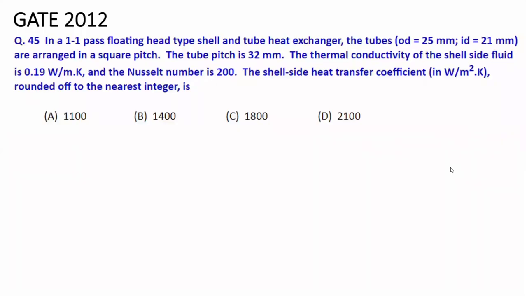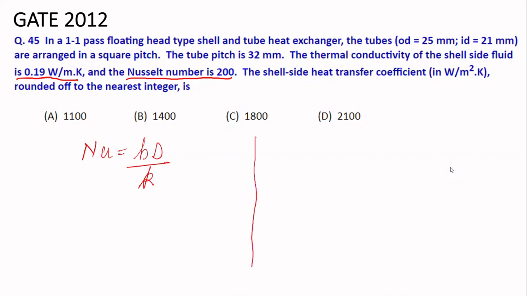So let's discuss the solution. In this problem, the value of Nusselt number has been directly provided to you. They have also provided the K for the fluid, and they have asked you to find out the value of H. So the question is pretty much straightforward, because we know that Nusselt number is given by HD by K. The value of K and Nusselt number is known. The only thing that we need to calculate here is the value of D.